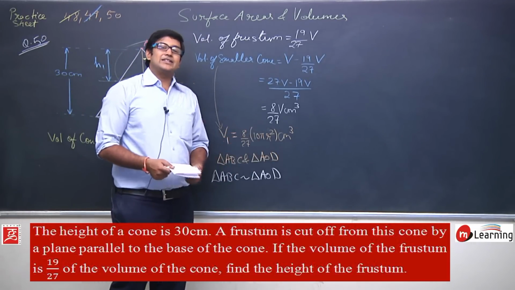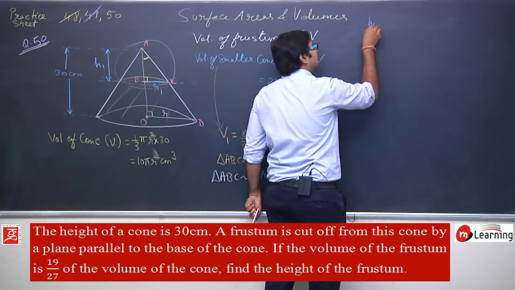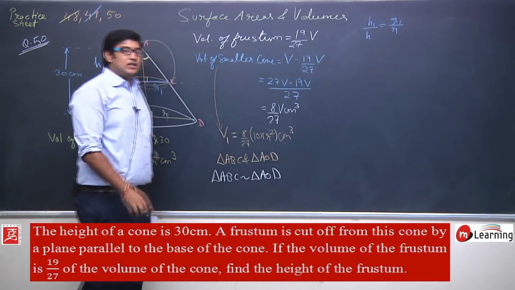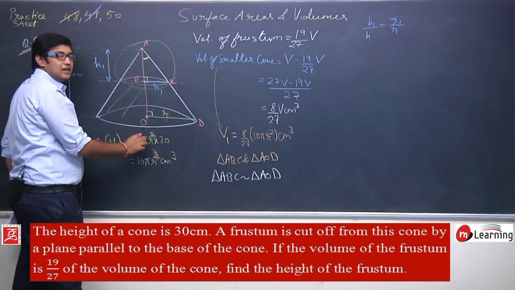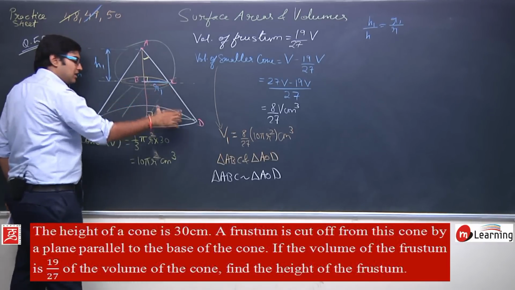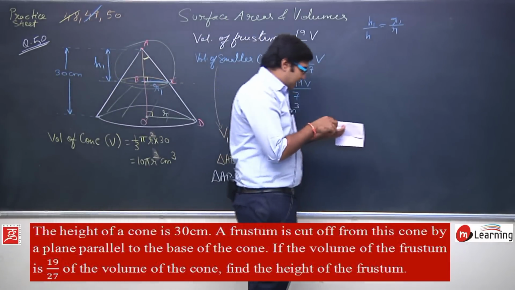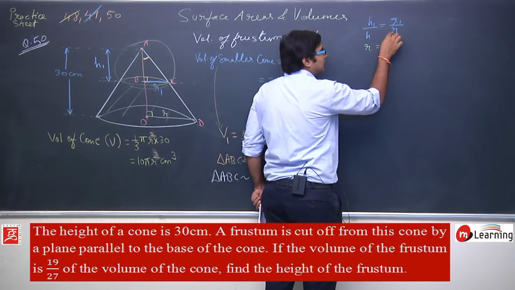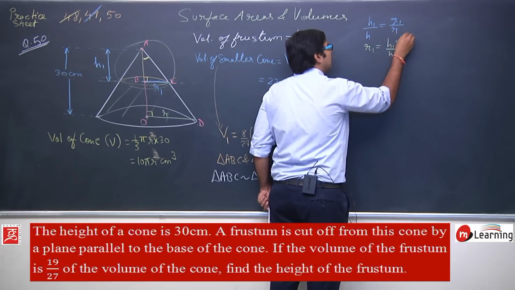So ABC and AOD are similar, and if ABC and AOD are similar, I can say that H1 upon H is equal to R1 upon R. That is, the height of this smaller triangle upon the height of the complete, bigger triangle is equal to the radius of the smaller triangle, or the base of the smaller triangle, upon the base of the larger triangle. So from here what I can see is that R1 is equal to H1 R upon H.